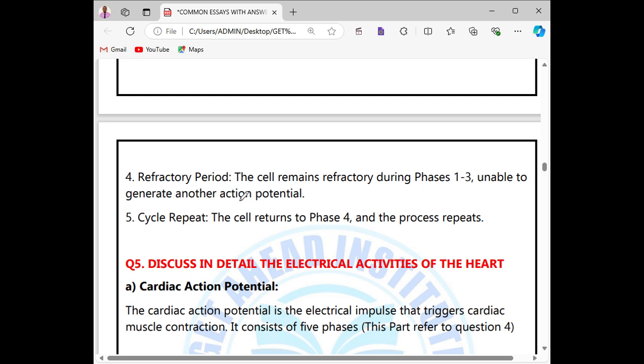Then number four, we have the refractory period. The cell will remain in the refractory period during phase one to phase three. This means the cell enters a phase where it won't be able to generate another action potential. And then the cycle will repeat. Are we together?